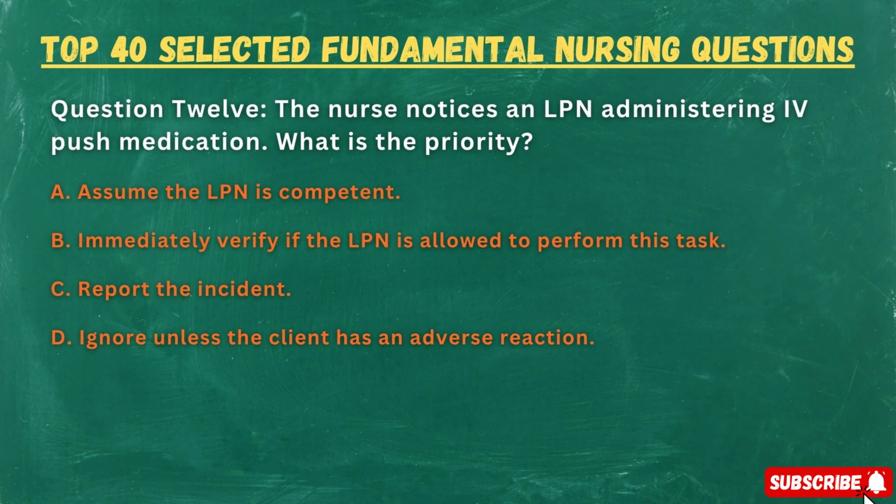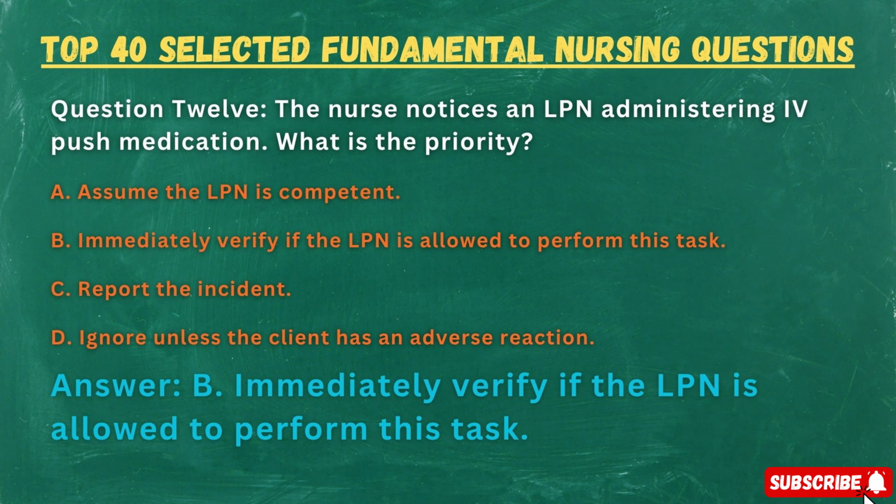Question 12. The nurse notices an LPN administering an IV push medication. What is the priority? A. Assume the LPN is competent. B. Immediately verify if the LPN is allowed to perform this task. C. Report the incident. D. Ignore unless the client has an adverse reaction. Answer. B. Immediately verify if the LPN is allowed to perform this task.